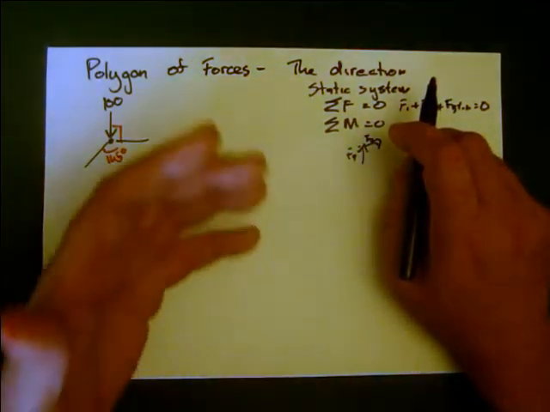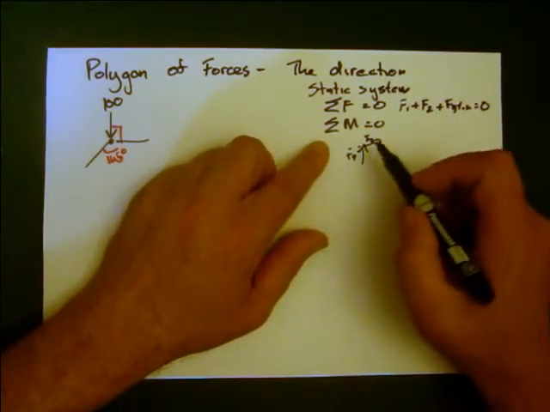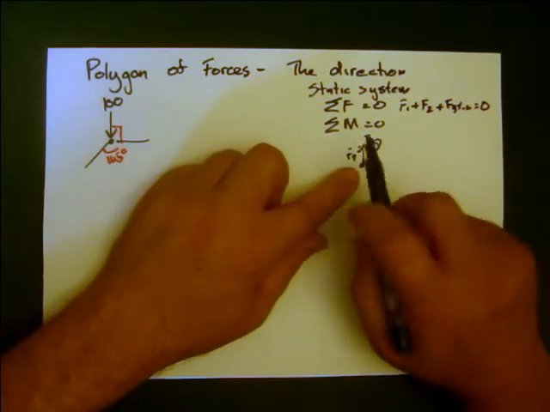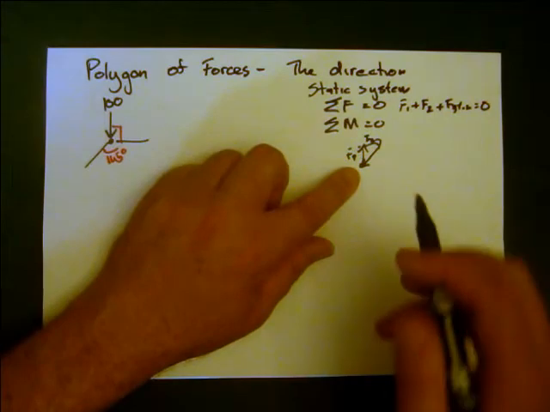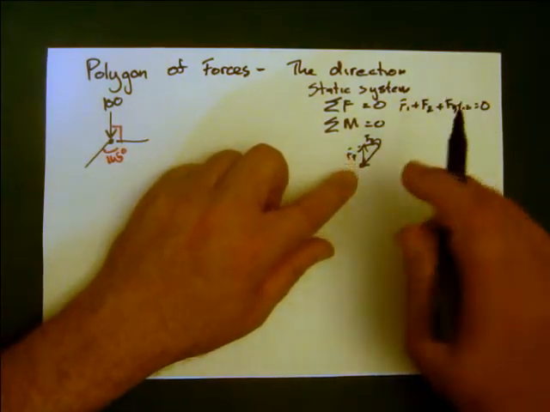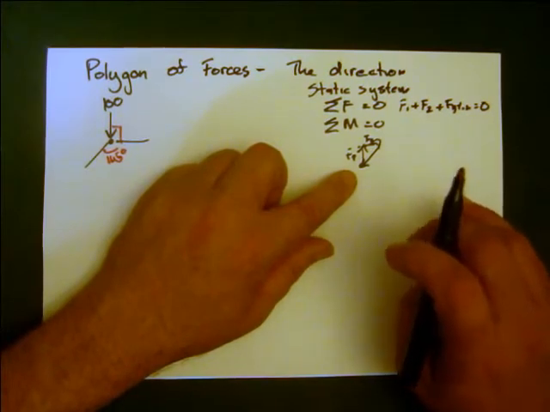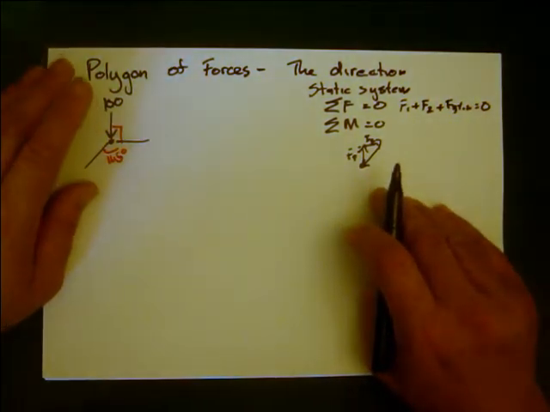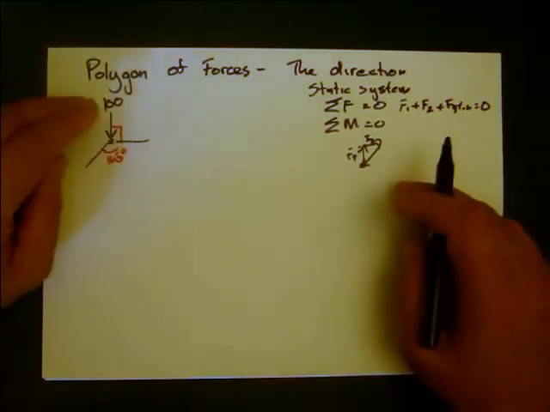So if a system is in equilibrium, if you add up all the forces and end up exactly at the same place you started, then the sum of forces equals 0. And we can use this knowledge to find missing forces and find the size and direction. In this video we're just going to concentrate on the direction of the forces. In the next video we're going to determine what the sizes of the forces are.